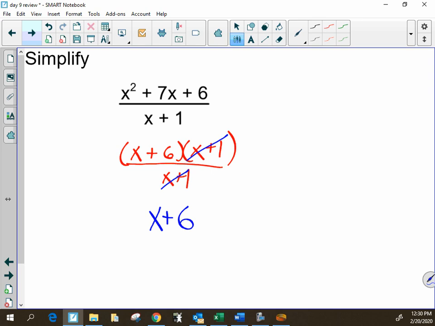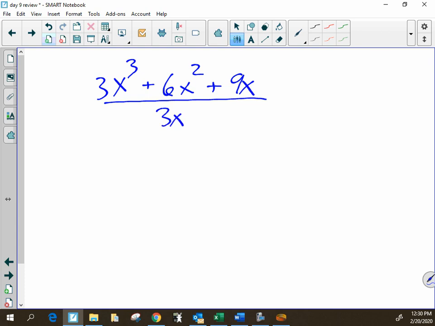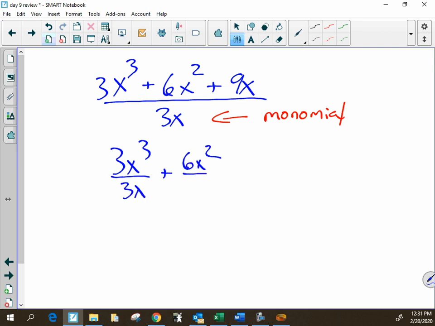Let me give you another type of problem that we might see. And I'm just going to write this out. It's not pre-prepared. If I had 3x cubed plus 2x squared, actually let me change that to 6x squared plus 9x all over 3x, then the technique here, in the denominator, this is not a polynomial, this is a monomial or a single term. And so if we see it like that, then what you want to do is you can rewrite it as 3 separate fractions.